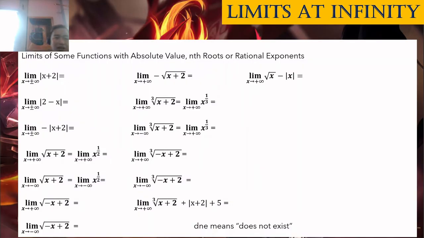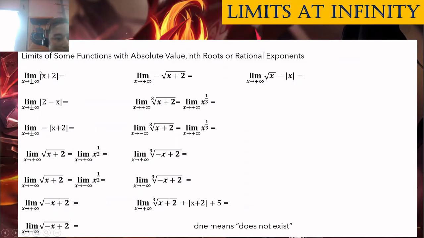Okay, now next, limits of some functions with absolute value, nth roots, or rational exponents. Okay, so first, limit of the absolute value of x plus 2. Okay, this is just equal class a limit of the absolute value of x, even if without plus 2. So because this x contains the largest exponent. So this is the, what do you call this one? The term which contains the leading coefficient. Okay, diba? Ganun siya.